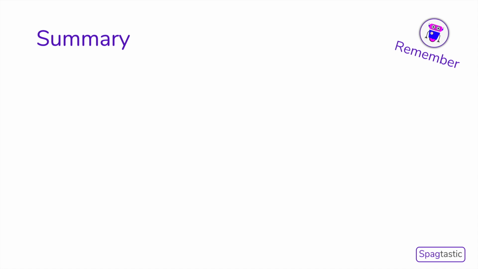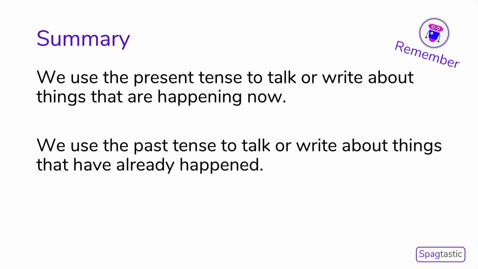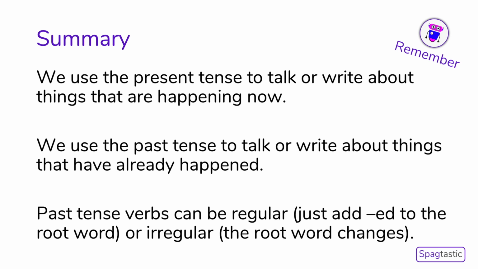Here is a summary of what we have learnt today. We use the present tense to talk or write about things that are happening now. We use the past tense to talk or write about things that have already happened. We need to remember that past tense verbs can be regular, where we just add the suffix "ed" to the root word, or they can be irregular, where the root word changes in order to form the past tense.